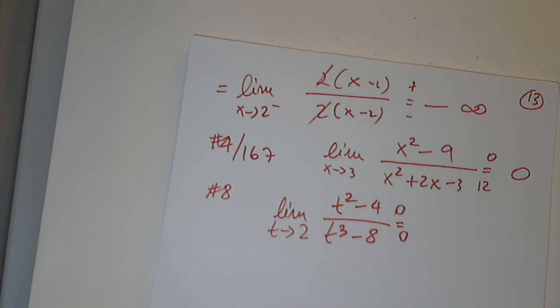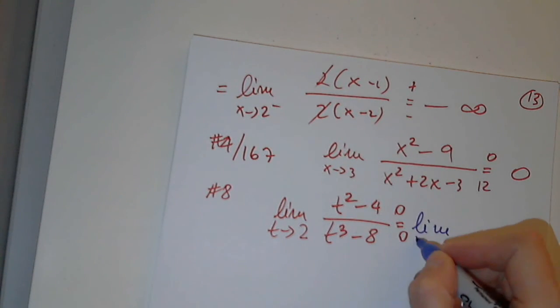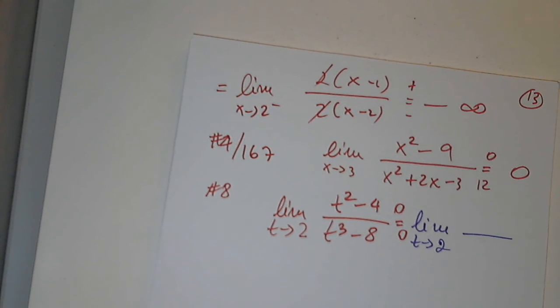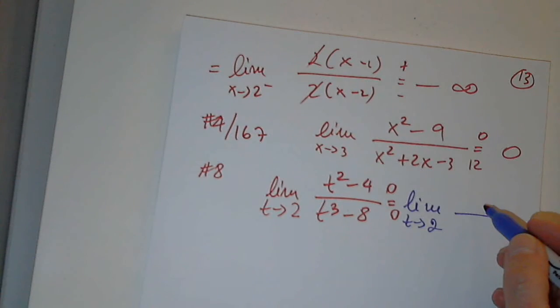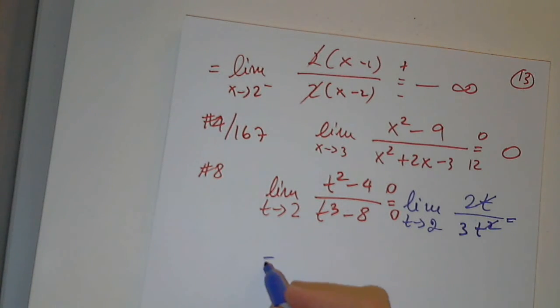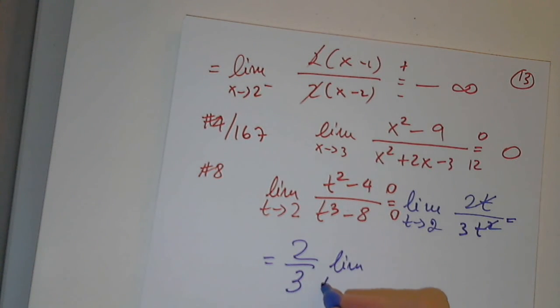T minus 2, right? Good. But it's 0 over 0. Let's apply L'Hopital's rule. And this is very straightforward, very simple. The numerator is, the denominator is, good. I simplify, although I can continue. Let's say we don't simplify. 2 over 3 goes outside, it's a factor. I don't care for it.